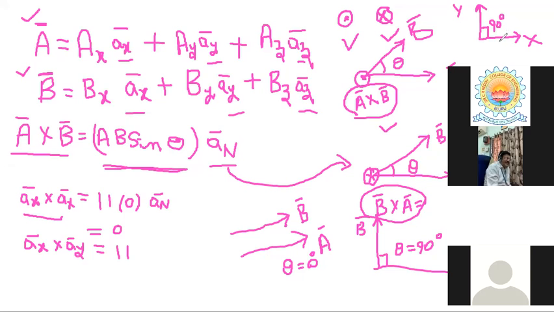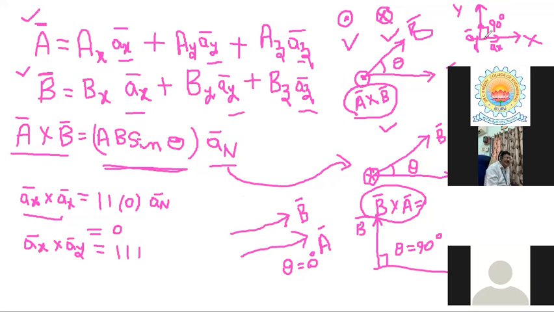So the direction of x is taken as ax bar, and the direction of y is taken as ay bar, and these are the unit vectors. Unit vectors: magnitude is 1 and direction is along the axis. Now ab, that is the magnitudes of ax bar and ay bar, is equal to 1, and the sine of the angle between ax bar and ay bar, which is 90 degrees, is equal to 1.